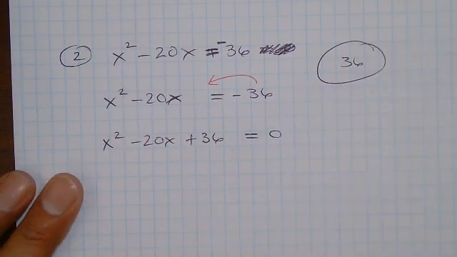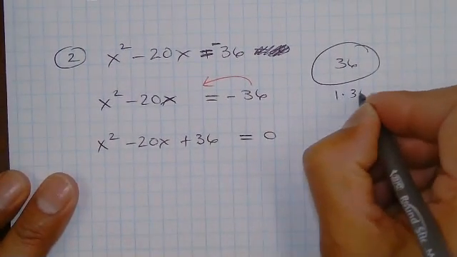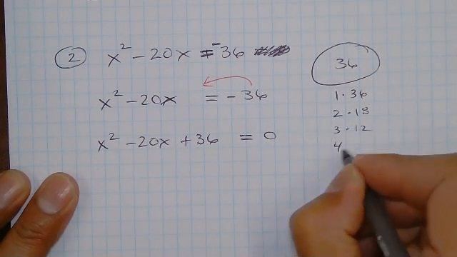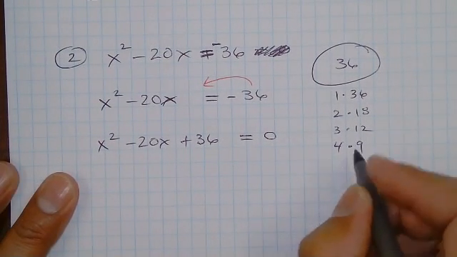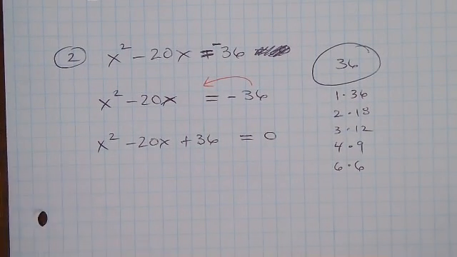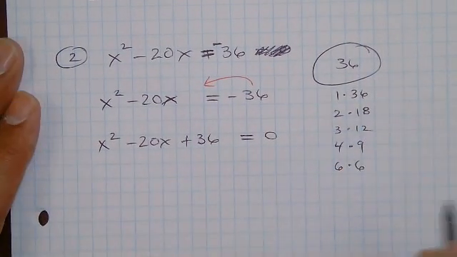Let me do 36 real fast for you, because 36 has a lot of factors. 1 times 36, 2 times 18, 3 times 12, 4 times 9, 6 times 6. That's it. Okay, now what?